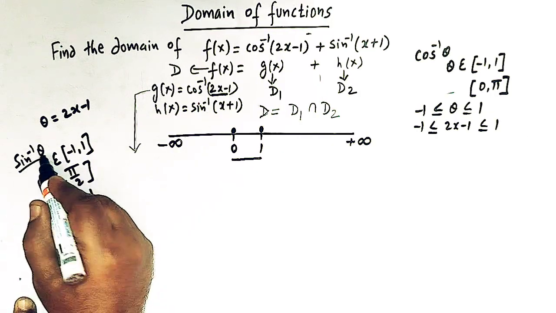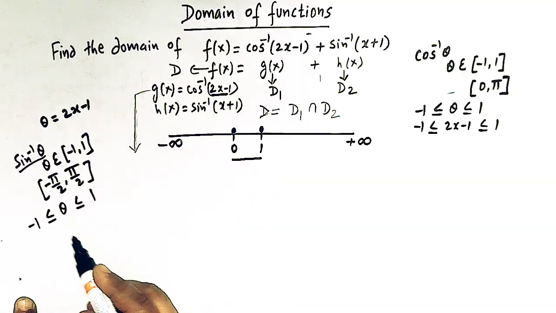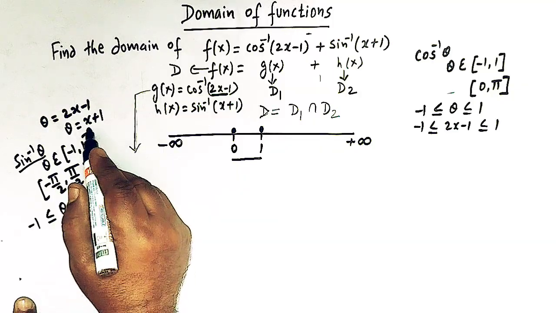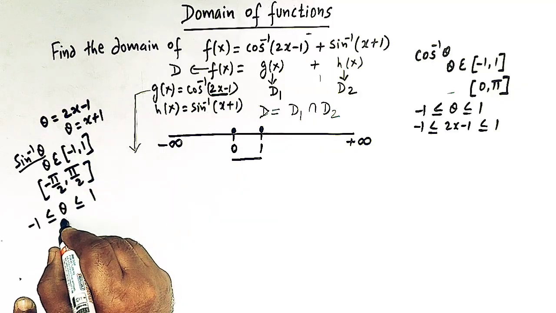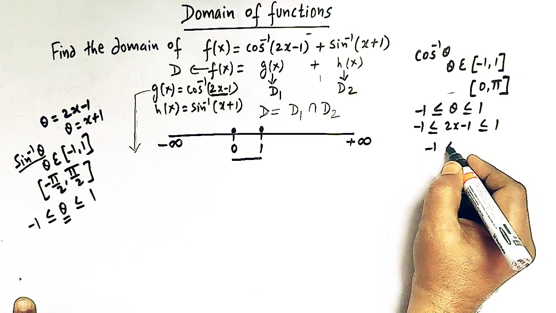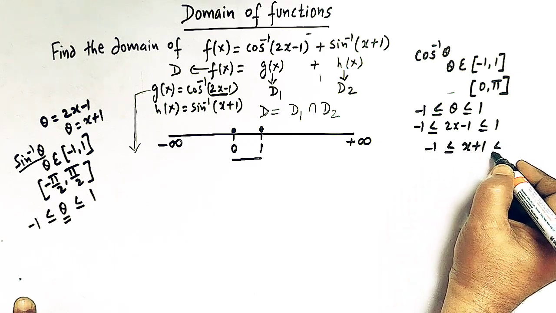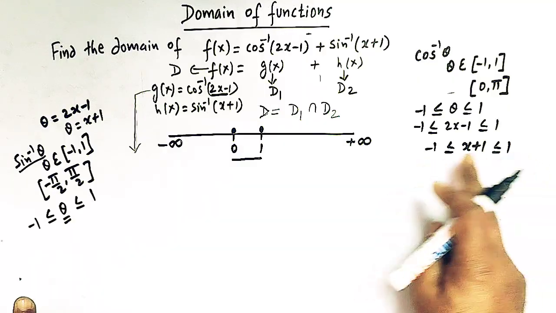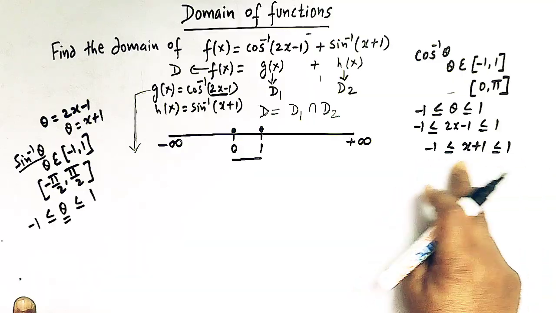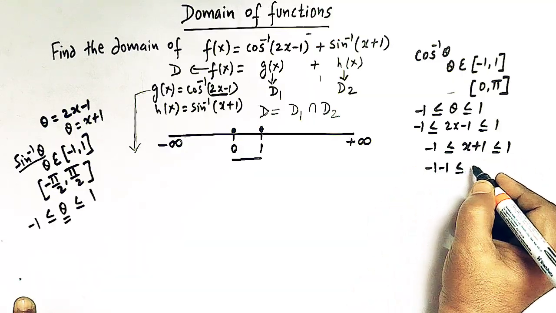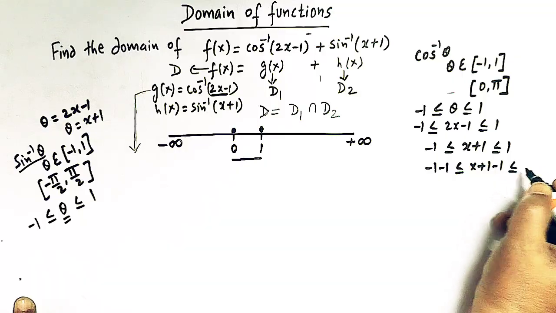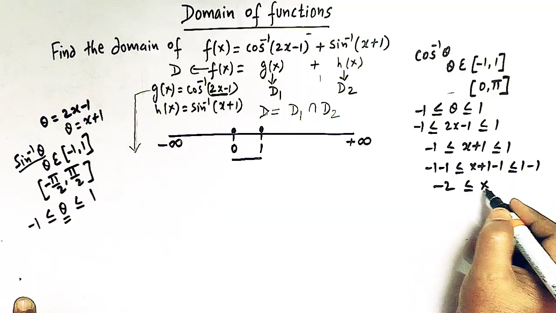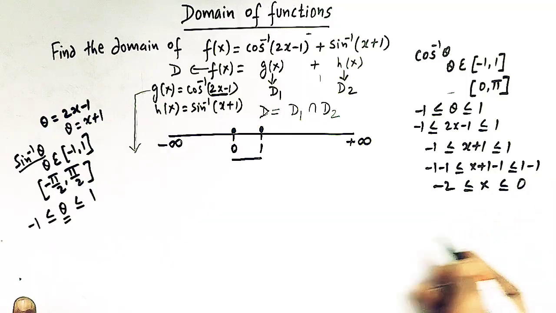So now if we compare sine inverse theta with sine inverse of (x plus 1), in this case theta is given by x plus 1. So substituting theta equal to x plus 1 in this inequality, we have minus 1, then x plus 1, and here we have 1. So let us now solve this inequality. We can subtract 1 throughout. So we have minus 1 minus 1, here we have x plus 1 minus 1, and here we have 1 minus 1. So here we have minus 2, here we have simply x, and here we have 0, right?